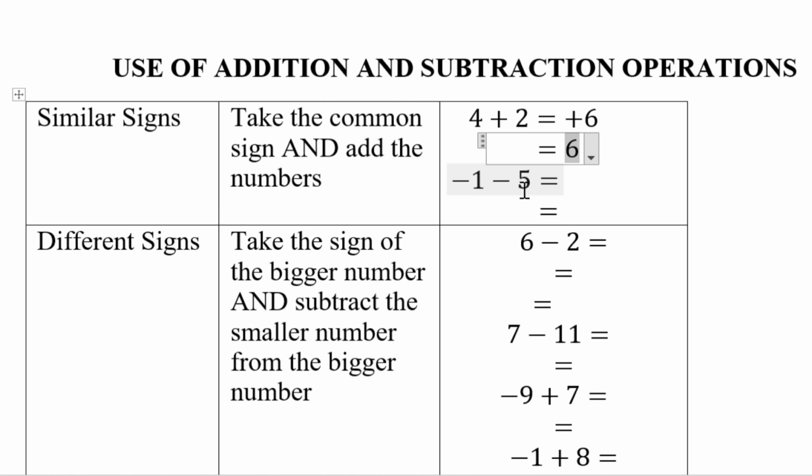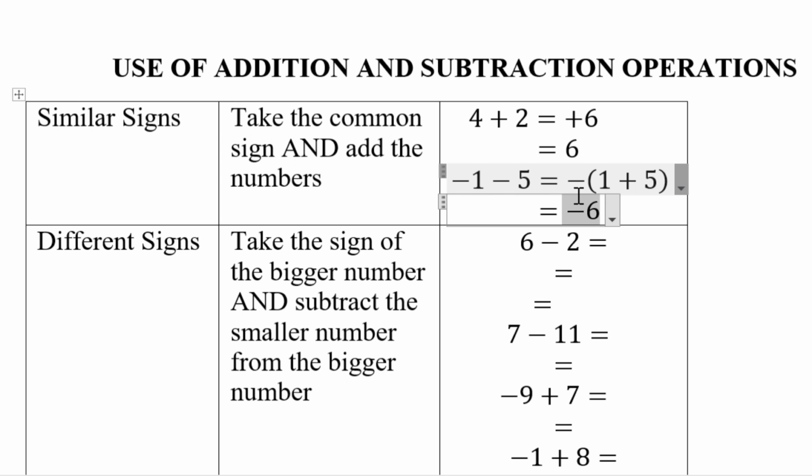So what we do, we take the common sign, as we have said. So the common sign is negative, and then add the numbers 1 plus 5. And when you do that, you get the answer being -6. So that's how we perform operations involving numbers having similar sign.